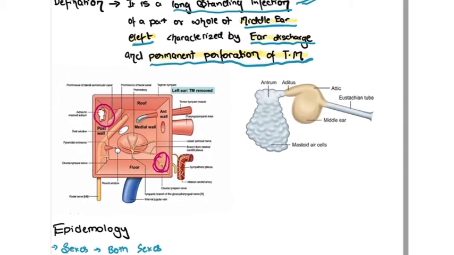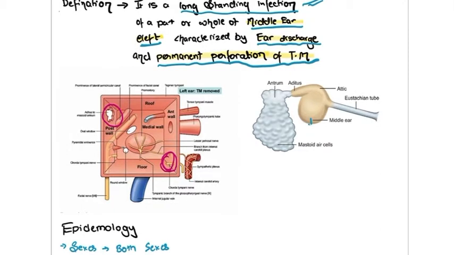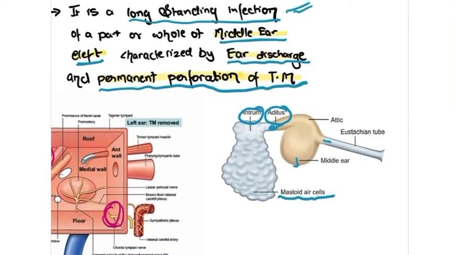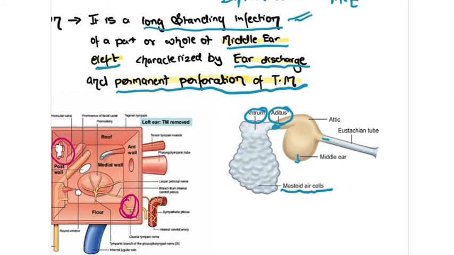So this is our middle ear cleft. This has a middle ear cavity, a eustachian tube, and on the posterior side, we have our aditus, antrum and mastoid air cells. Now, when do we call it a permanent perforation?